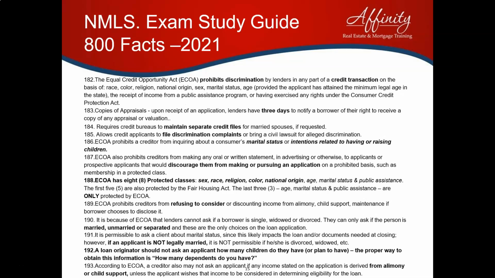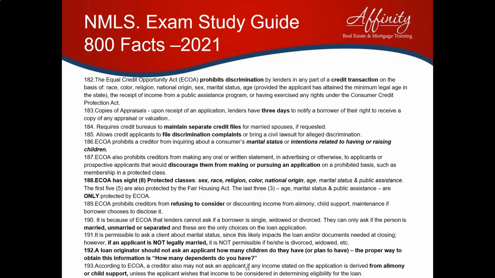The Equal Credit Opportunity Act, ECOA, prohibits discrimination by lenders in any part of a credit transaction on the basis of race, color, religion, national origin, sex, marital status, age, provided the applicant has attained the minimum legal age in the state where the application is being done, and also for a reverse mortgage, they must be at least 62 or older. Also the receipt of income from a public assistance program or having exercised any rights under the Consumer Credit Protection Act.